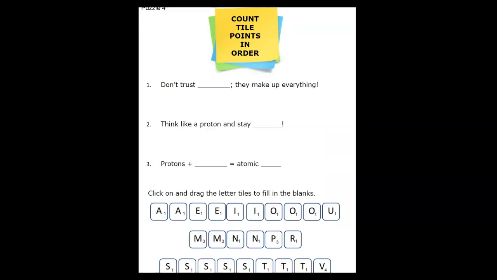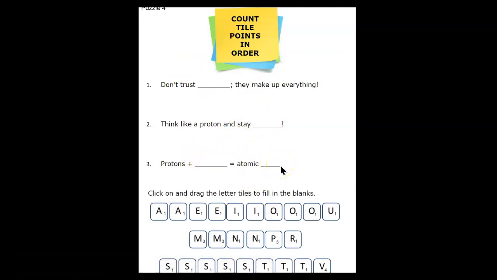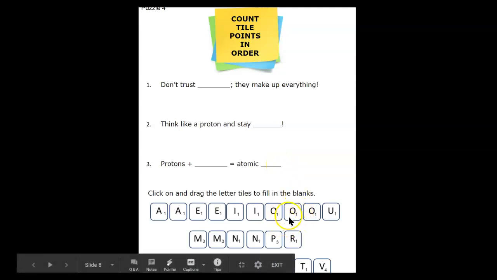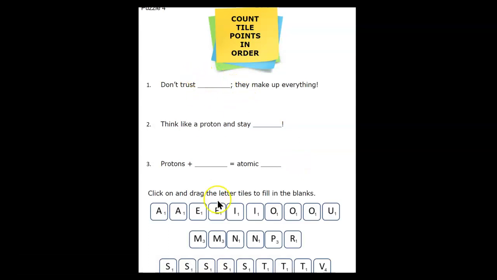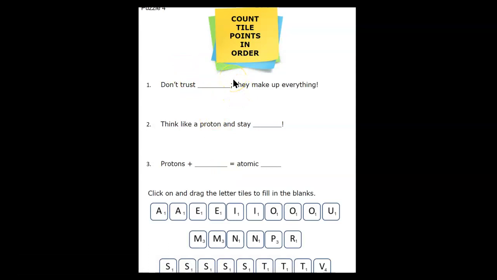This slide, you're going to count the tile points in order. So you're going to try to figure out what the answers are for these. And then you're going to use these Scrabble pieces here to figure out how much each word is worth. For instance, if the word here would be me, I would have a 3 and a 1. So the answer for this would be 4. And so you're going to put the answer for this one, and then the answer for this one, and then the answer for this one, and the answer for this one in order as your code.